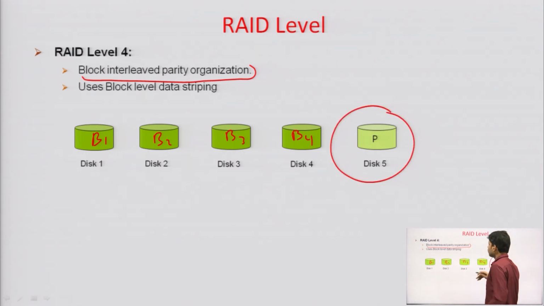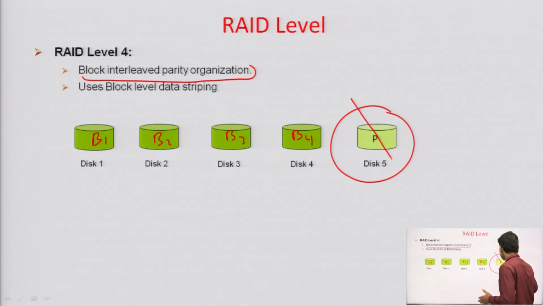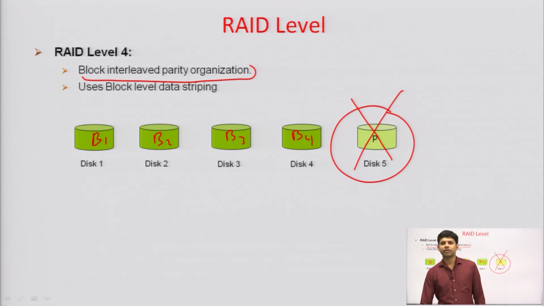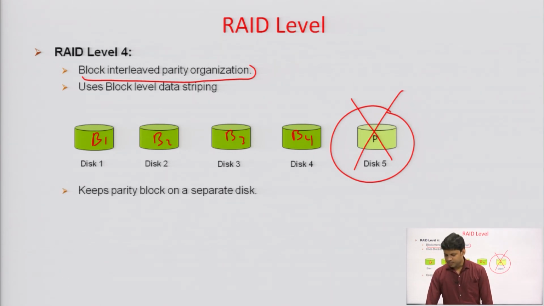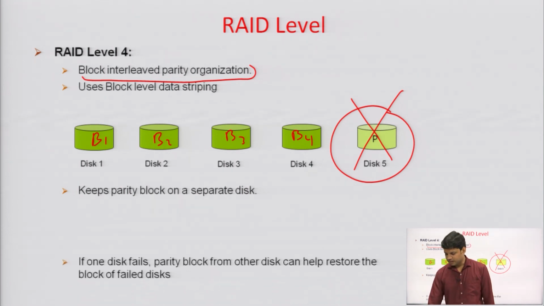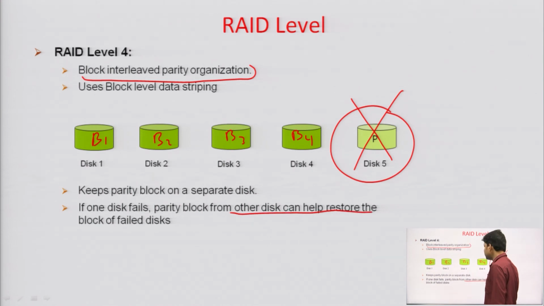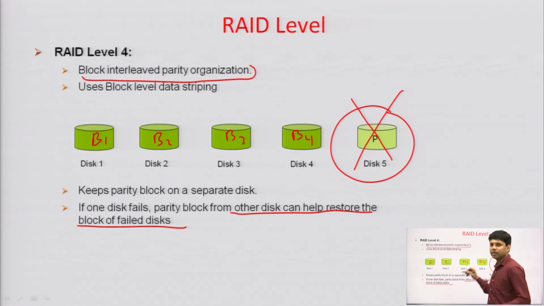It uses block level data striping, so the disks will contain B1, B2, B3, B4 and the parity block. Both RAID level 3 and RAID level 4 share the same disadvantage: if the parity disk fails, you will not be able to regenerate the data. It keeps the parity block on a separate disk. If one disk fails, the parity block from the other disk can help restore the block of the failed disk, but what will happen if this parity disk fails?